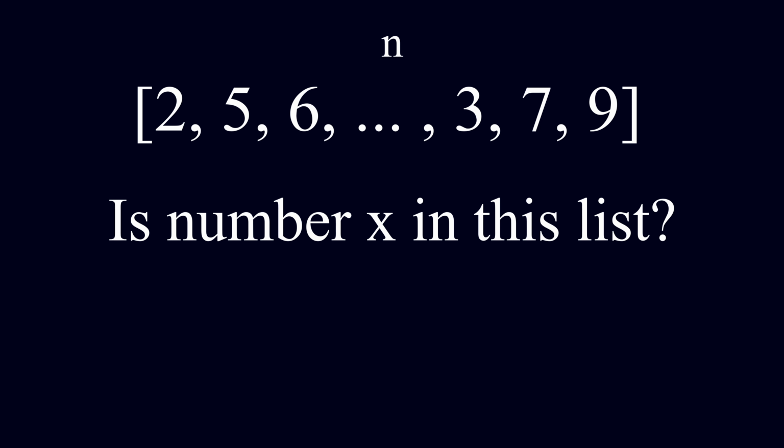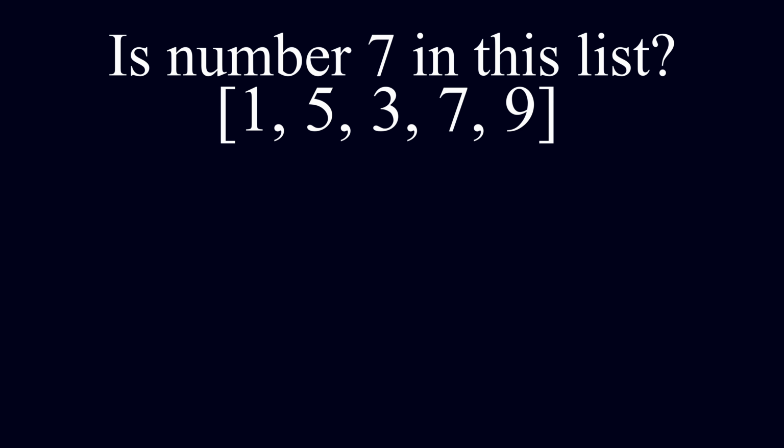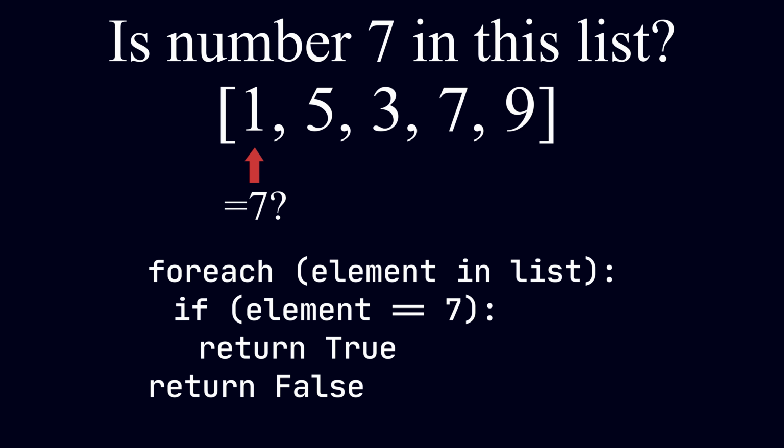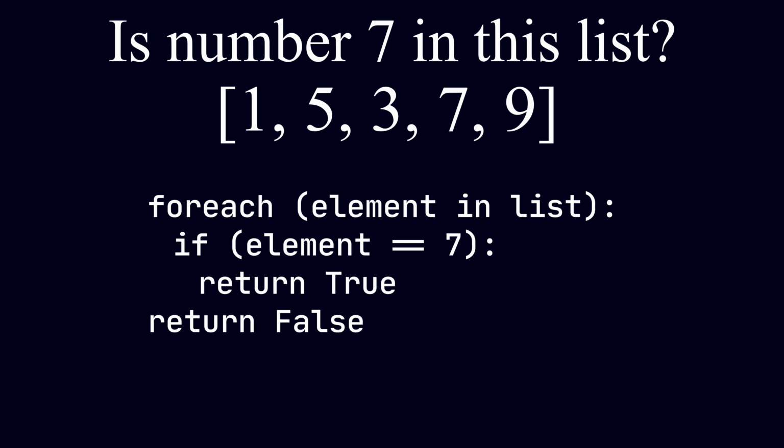Alright, let's look at a simple example. Let n be 5 and the actual list be 1, 5, 3, 7, 9, and the number we're searching for shall be 7. A simple algorithm would be to just look at each number in the list and see if it's equal to the number 7. If it is, we say the list contains the number 7. If not, and we've checked all numbers, we can safely say the number 7 is not in this list. This is obviously a correct algorithm for this problem.